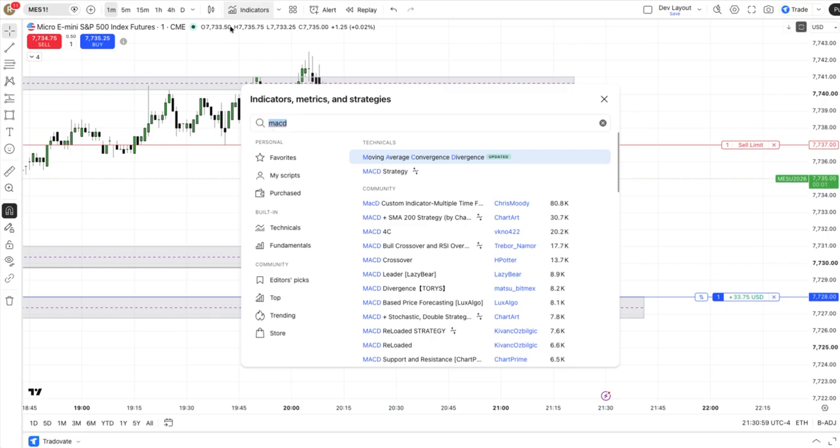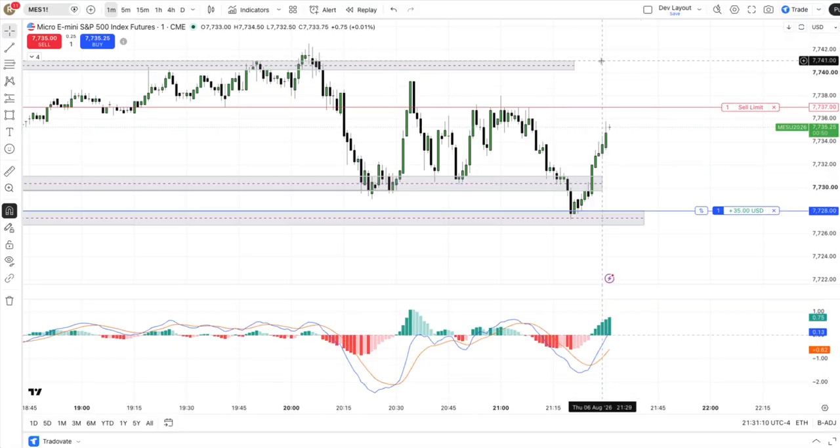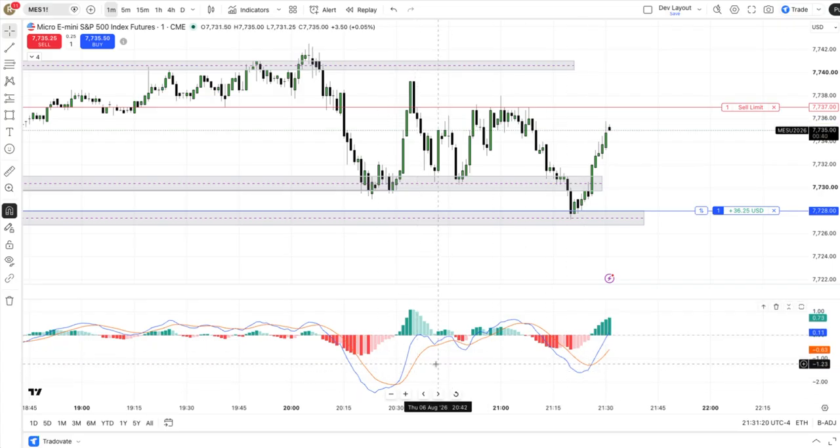So just click the indicators here and type MACD. You'll see the one that says moving average convergence divergence. This is the indicator. Once you have that on your chart, it will show up like this at the bottom. Okay? So this will tell you a few things. This can't be used alone. You can't do much with it alone.